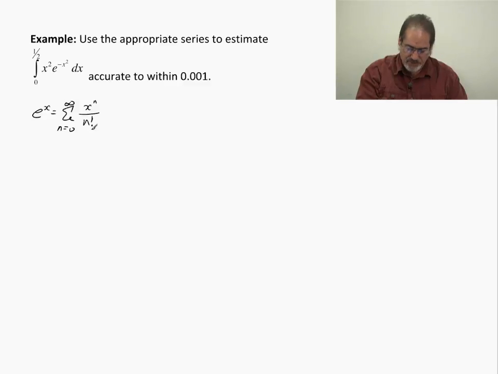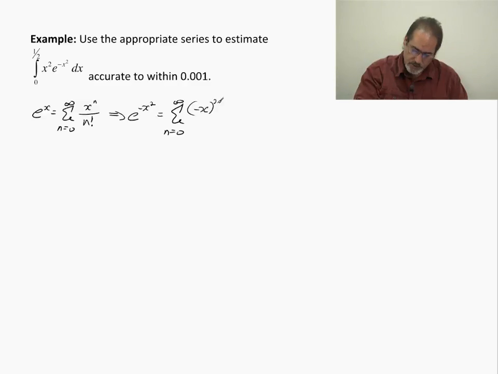Because it does converge for all x, that would then imply that e to the negative x squared equals the sum n equals 0 to infinity of negative x squared to the n over n factorial, which is equal to the sum n equals 0 to infinity of negative 1 to the n x to the 2n over n factorial.